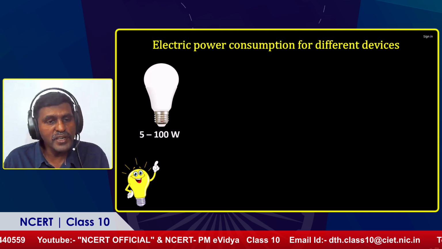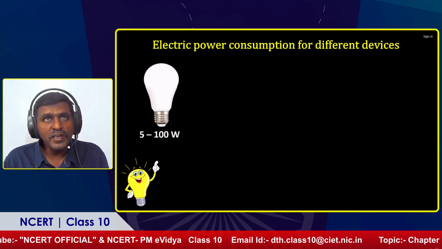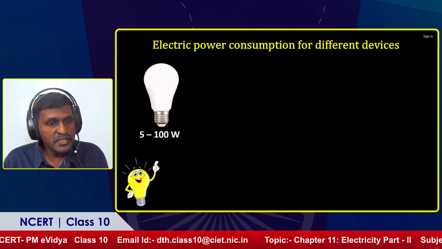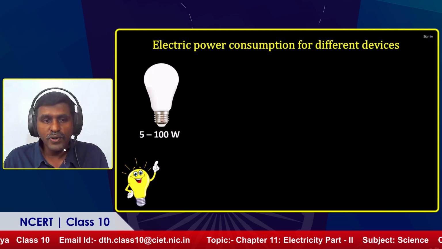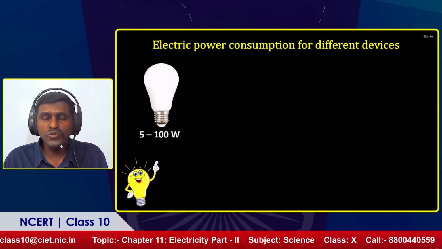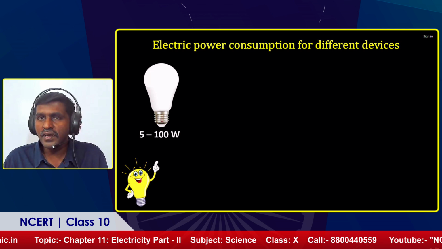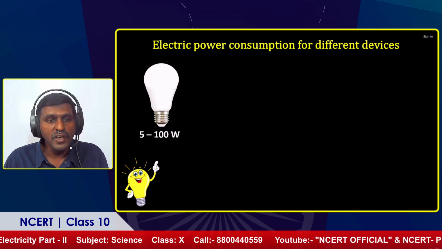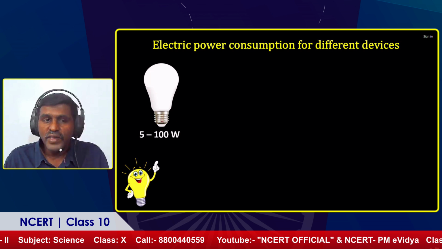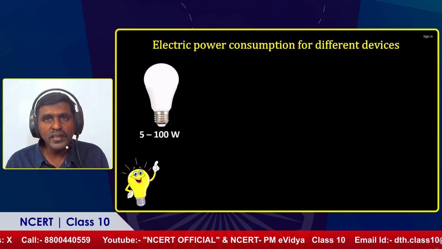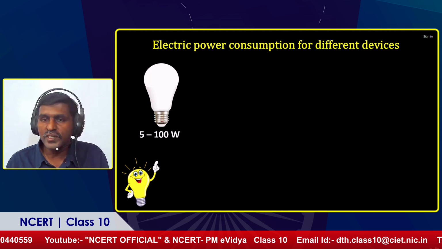Normally we are using LED bulbs. LED bulbs provide 5 to 100 watts. If you take an LED bulb and see the specification, you can see 20 watts, 30 watts, 40 watts, etc. Normally in our room, we can use only 20 watts. 20 watts is enough brightness in the room. If you have a large hall, we need around a 100 watts bulb. So from 5 to 100, normally a 20 to 25 watts bulb is used in the room.